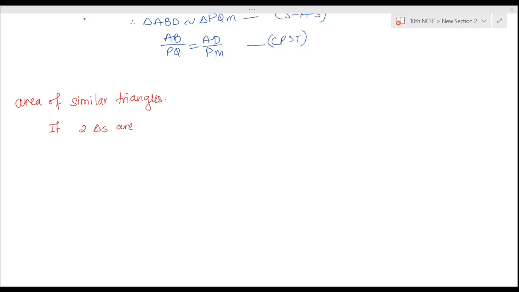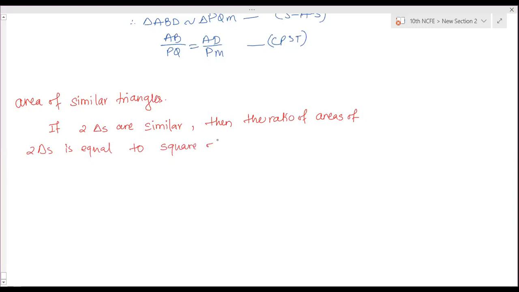If two triangles are similar, then the ratio of areas of those two triangles is equal to the square of the ratio of corresponding sides.